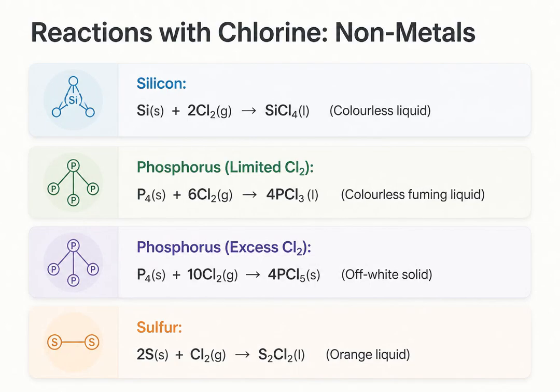The nonmetals also form chlorides. Silicon reacts with chlorine to produce silicon tetrachloride, a colorless liquid. Phosphorus can form two different chlorides. With limited chlorine, it forms liquid phosphorus trichloride, and with excess chlorine, it forms solid phosphorus pentachloride. Sulfur reacts to form an orange, foul-smelling liquid called disulfur dichloride. We will explore the specific properties of these period 3 compounds in the next segment.